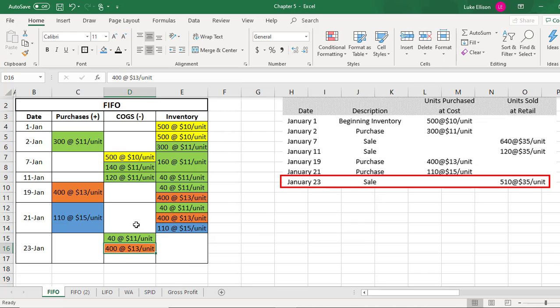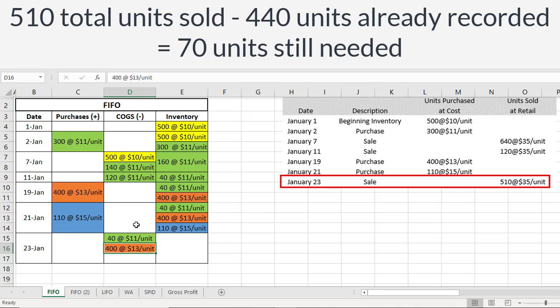Notice we are up to 440 units, 400 plus 40, but we need a total of 510 units, which was how many we sold. If we take 510 and subtract the 440 that we already have, we get 70 units, which we'll need to take from the remaining layer of inventory, which is the blue units at $15 each.